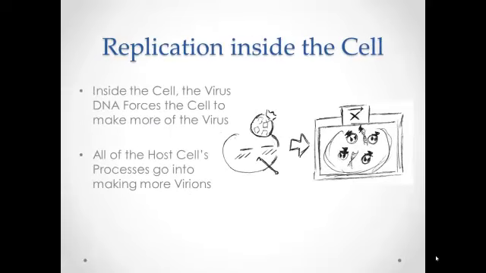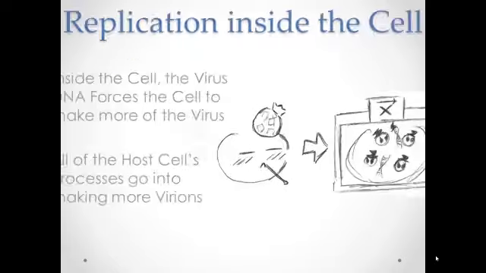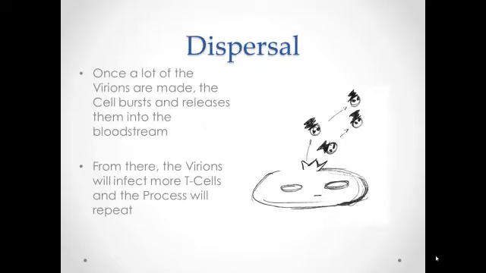Once the virion merges with our T cell, it will hijack the inner workings of the cell and force it to make more and more HIV virions. Once the T cell produces a ton of virions, it will then burst and release virions into the bloodstream. The process will repeat over and over again.